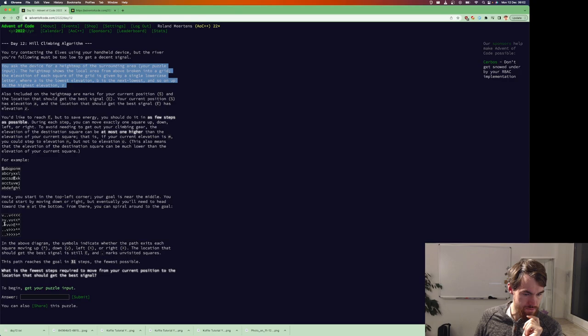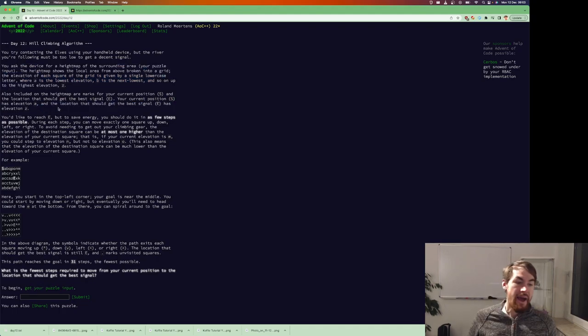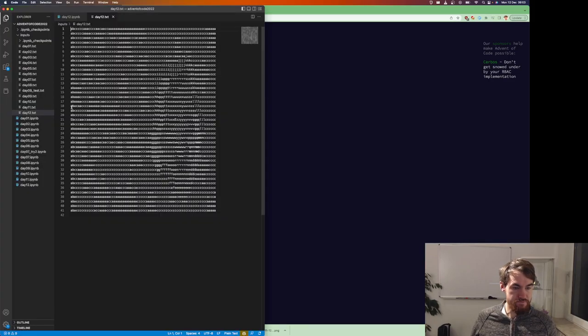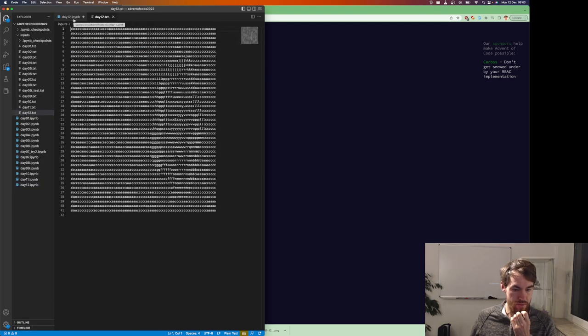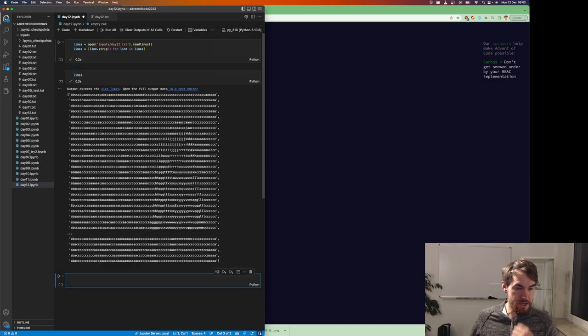You can spiral around the goal. One, two, three, four, five, 6, 7, 8, 9, 10, 11, 12, 13. Your current position is elevation A, and the location to get the best signal has elevation Z. That's good. Let's first read this. So we got our lines, that's good.